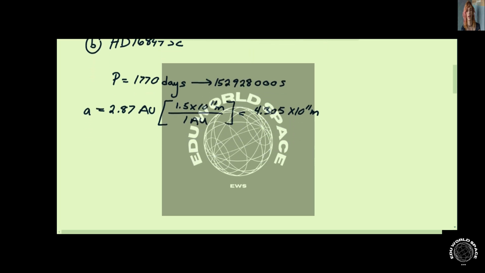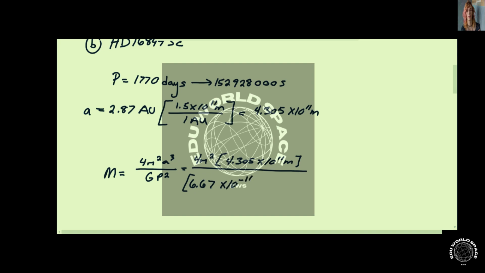Okay. Now you're basically going to use the exact same equation that I wrote. I'm not going to write out Kepler's law and then switch it around, we already did that right above. There's no need to do that again. So now you're just going to plug and chug. 4 pi squared, write your A, 4.305 times 10 to the 11 meters cubed, over the gravitational constant, 6.67 times 10 to the negative 11 meters cubed per kilogram seconds squared.